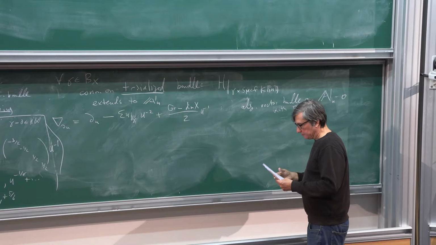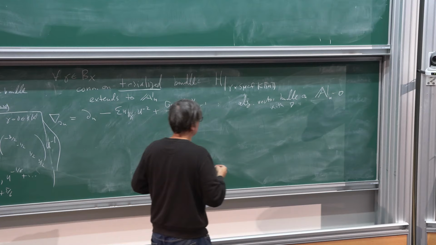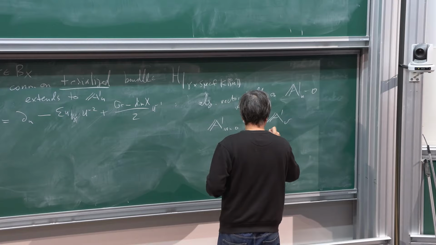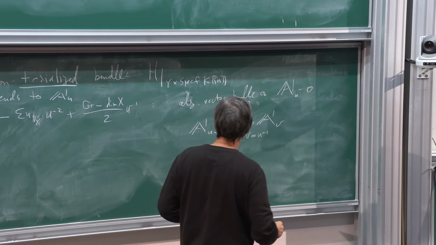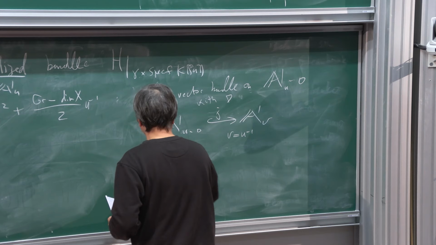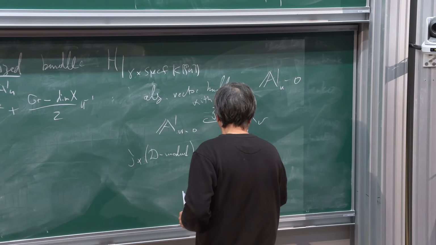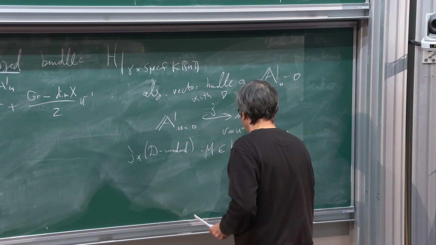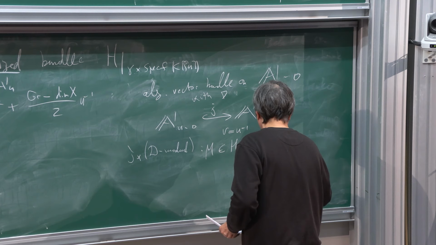Now we can do the following. We can embed this affine line into an affine line with another coordinate V, where V is u inverse. We have this inclusion J, and consider the direct image of the D-module. So what you get is a holonomic D-module on an affine line with coordinate V, and the action of multiplication by V is an isomorphism.